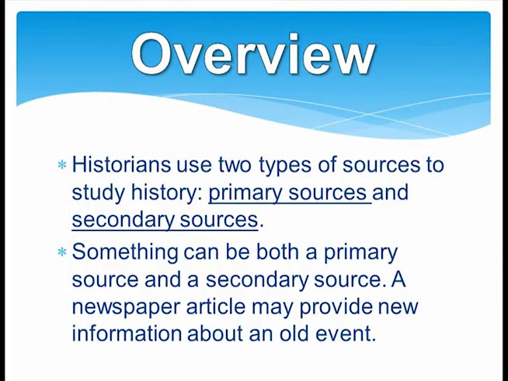Historians use two types of sources to study history: primary sources and secondary sources. Something can be both a primary source and a secondary source. For example, a newspaper reporter may find new information while doing research on a historic event.